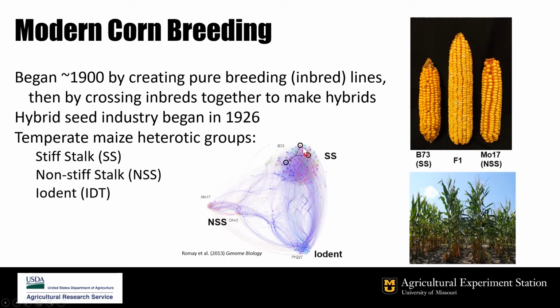And so you may take two of your better performing stiff stalks to cross those together to start making a population that you can derive a new inbred line or purebred from. And at this point in time, there are likely more than 1 million different inbred lines that have developed in the private and public sectors over the past century. And so understanding how they're all related together can help you predict how good of a hybrid they are going to make.